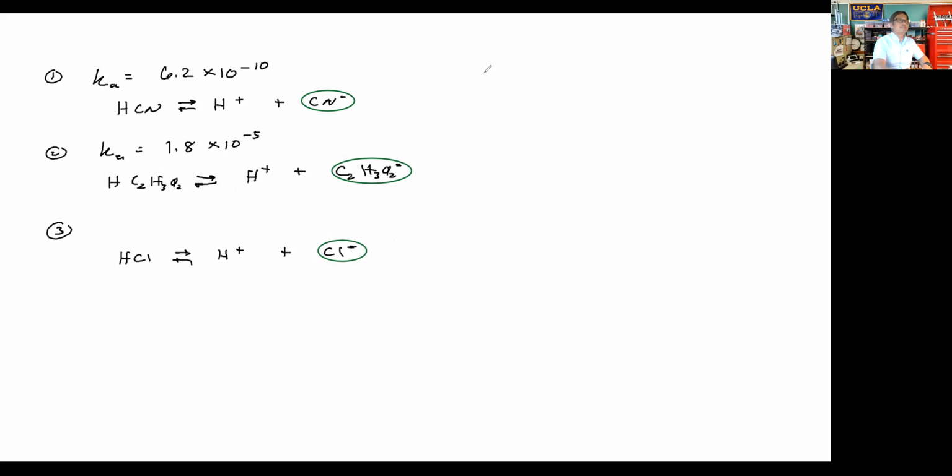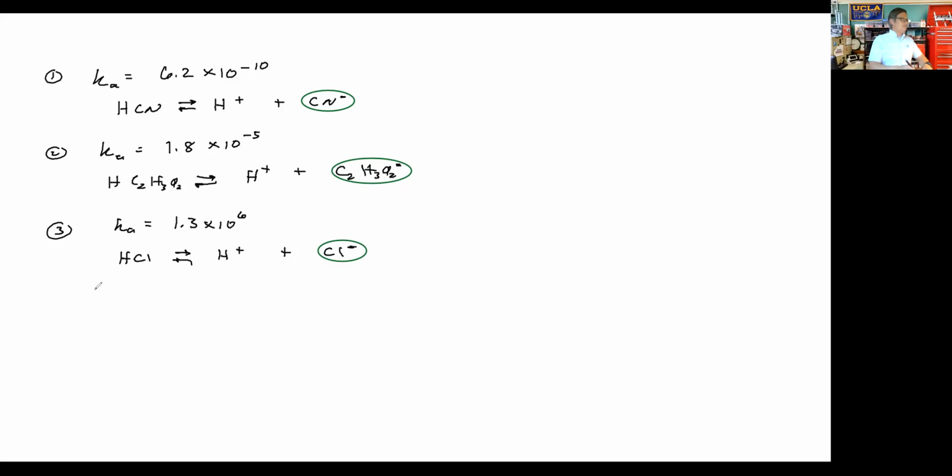Now, with that said, they don't give you the Ka for hydrochloric acid. But we know that hydrochloric acid is a very strong acid, and I will give this to you. You can find it, but I'll give it to you here. The Ka for hydrochloric acid is about 1.3 times 10 to the 6th. That's a huge number, much greater than 1. So this is the Ka for hydrochloric acid, which is what makes it a very strong acid.